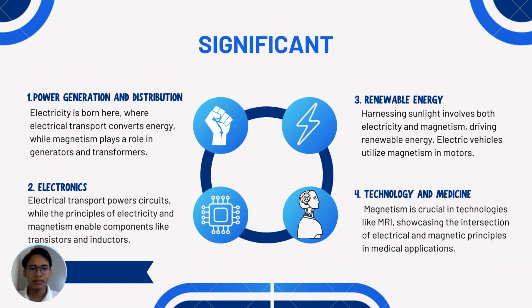For the significance, firstly is power generation and distribution. In the realm of power generation, electrical transport is the catalyst converting various energies into electricity. Here, the principles of electricity and magnetism converge in generators and transformers, which optimize energy conversion and distribution.